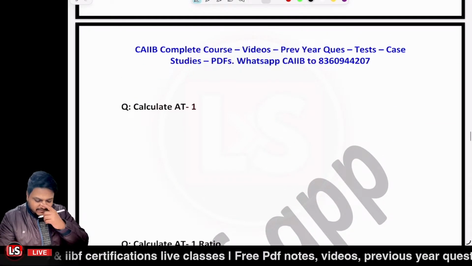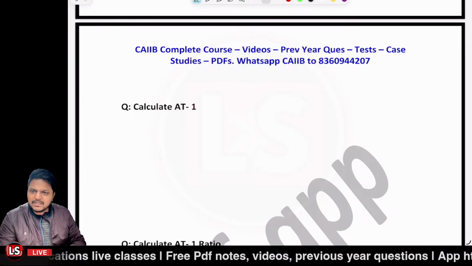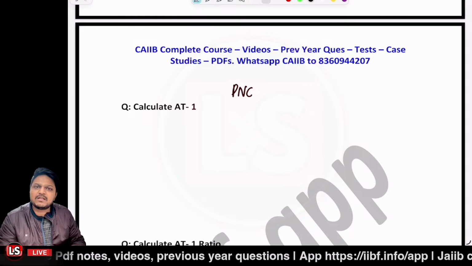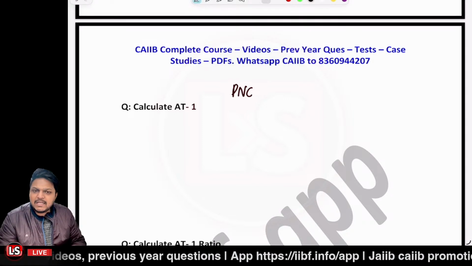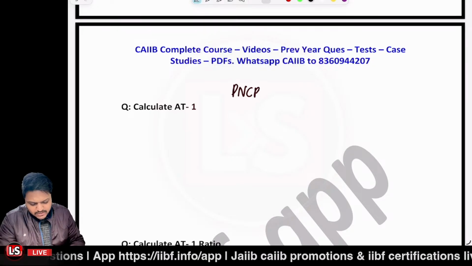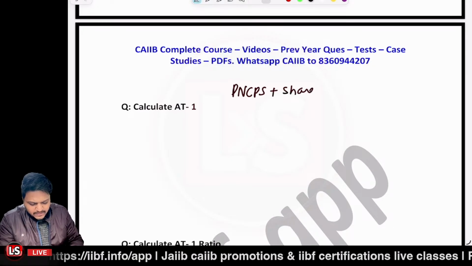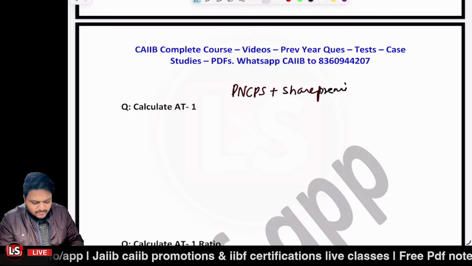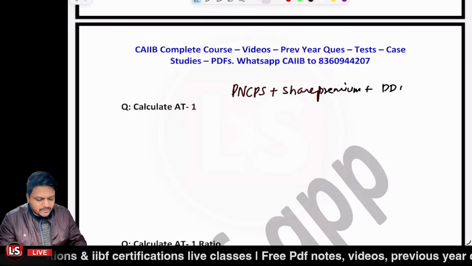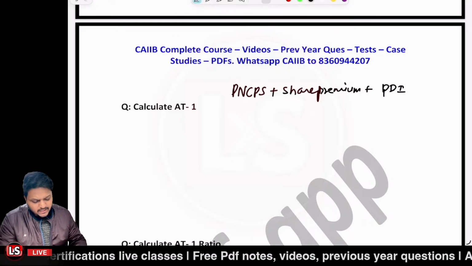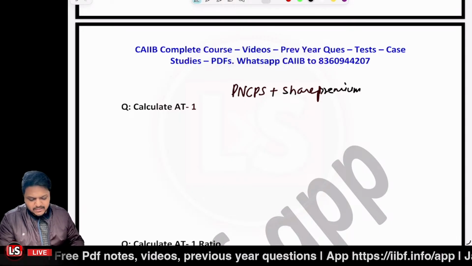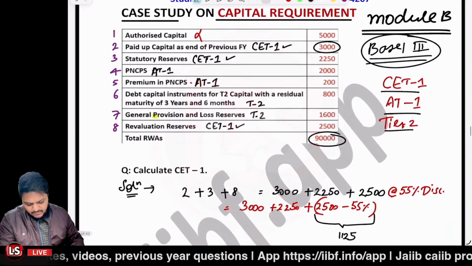That is additional tier 1 capital. Now what are the components in the AT1? In case of CET1 we have 10 components, but in case of AT1 we have only 3 components: PNCPS, perpetual non-cumulative preference shares, plus share premium of the PNCPS, if there is any, plus any perpetual debt instruments. Here in the question, PDIs or perpetual debt instruments are not given, so only two components are there: PNCPS and share premium for the PNCPS.